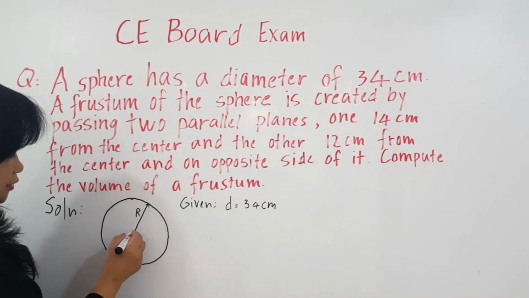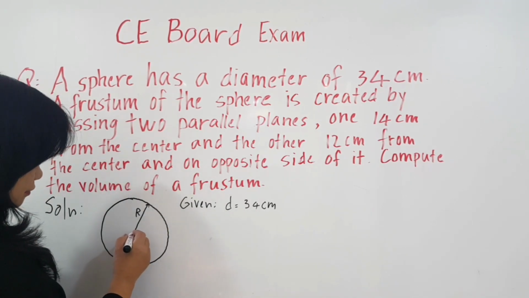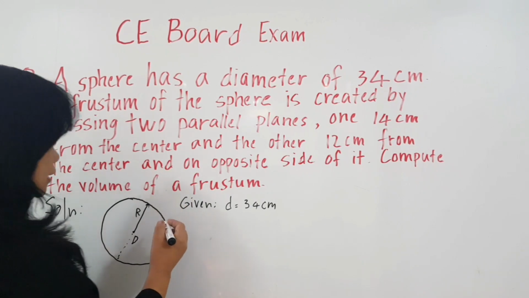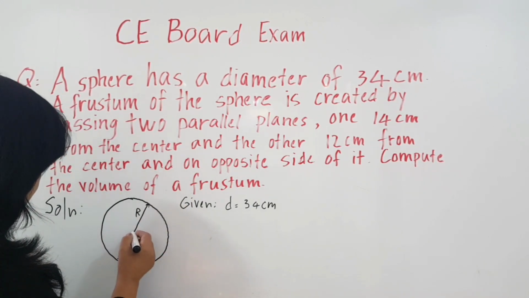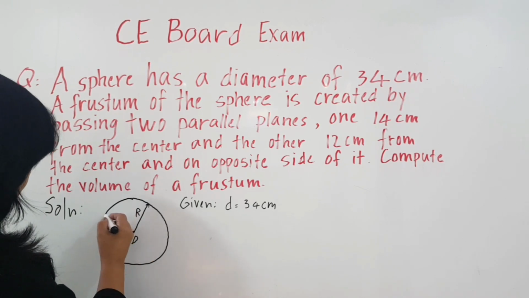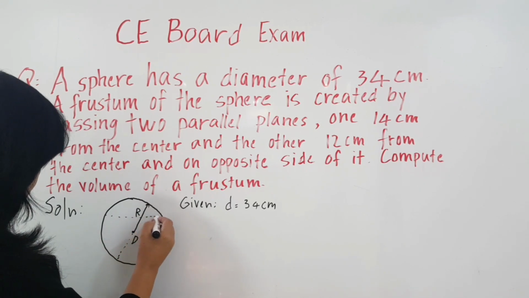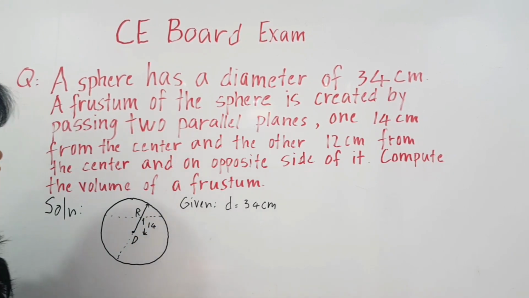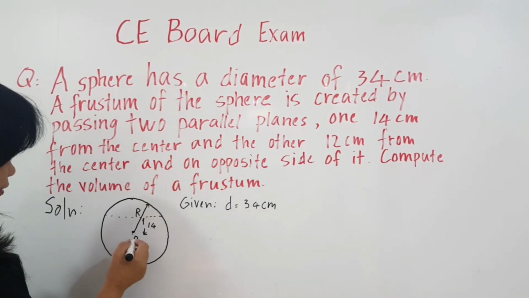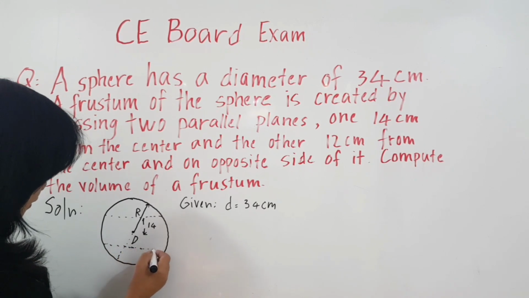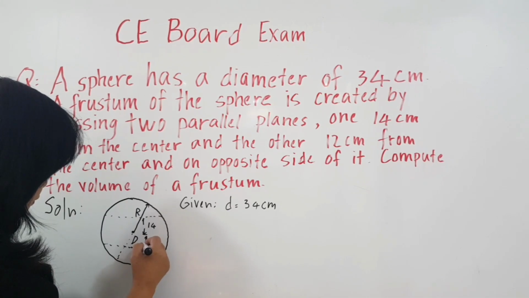Now we have this one, the radius. So diameter is twice the radius. So this is the diameter. And then the other one is the height. So if we have this one, the center, and it says that it is 14 centimeters, so if we designate this is the center, and 14 centimeter, for example, this is from here to here, is 14. And the other side, opposite side, is 12. So from the center to here, this is the plane cutting from here. So this is 12.